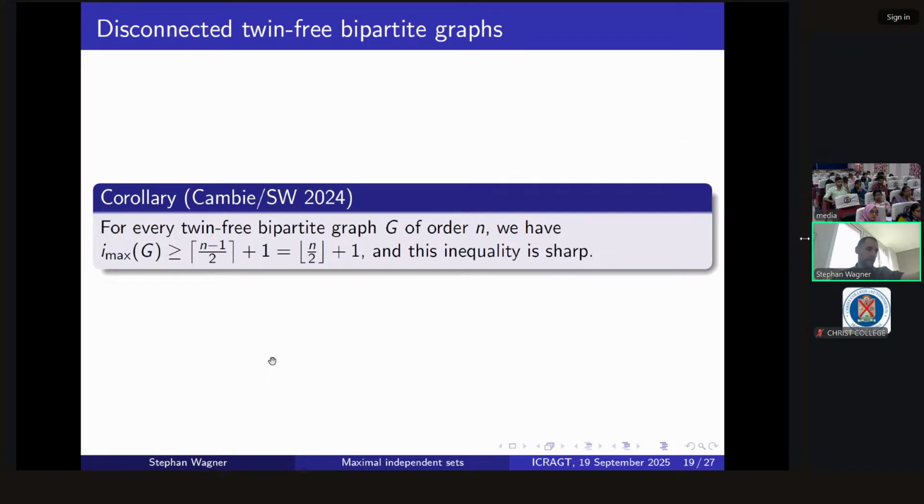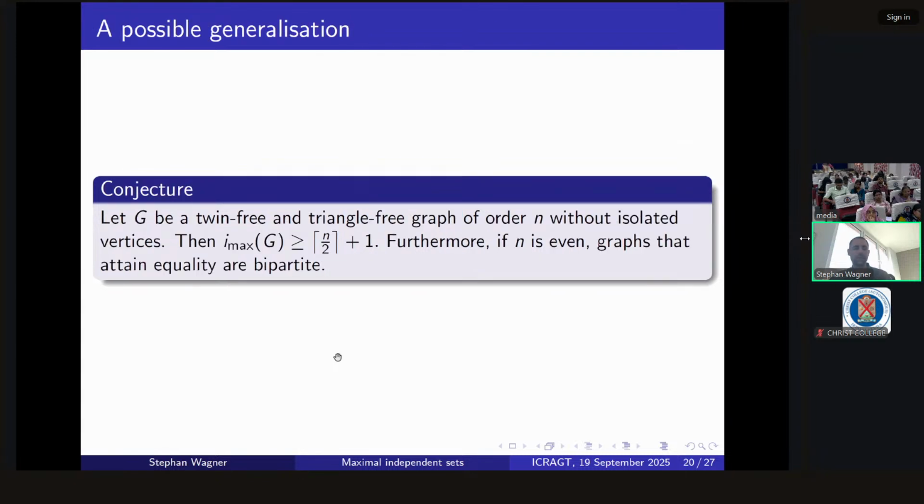Okay, so we've had arbitrary twin-free graphs, where the number of maximal independent sets is at least logarithmic in the size. Bipartite twin-free graphs, where the number of maximal independent sets is at least linear in the size. We will look at one more class in a moment.